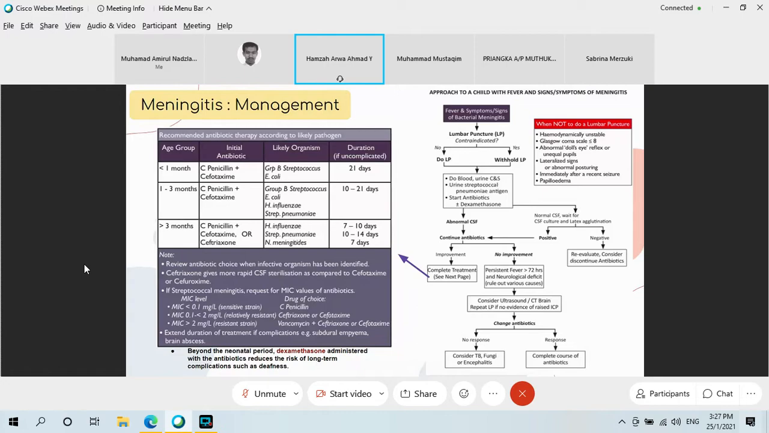Also, I would like to add for the management the follow-up. Long-term follow-up is important. You should check the development of the child at home or in school, and also note the head circumference because of hydrocephalus, and also assess vision, hearing, and speech.